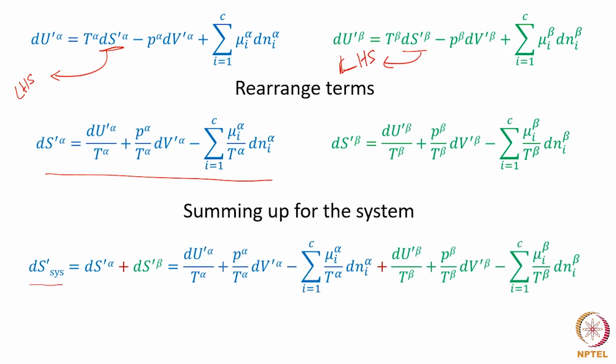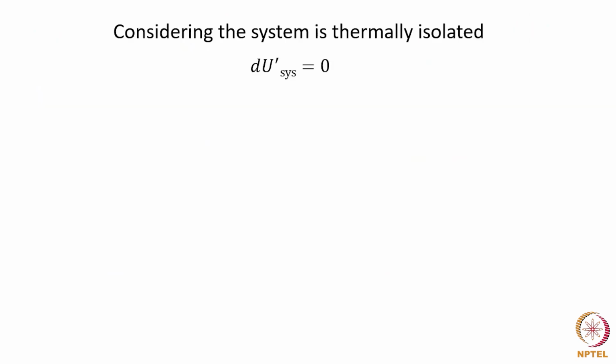The change in the entropy of the system is the sum of the changes of the entropy of the alpha and beta regions, which is then written here. This is for the alpha region and this is for the beta region. Once we have these terms, we gather the terms that have a similar appearance. But before we do that, we derive some quantities that are useful.